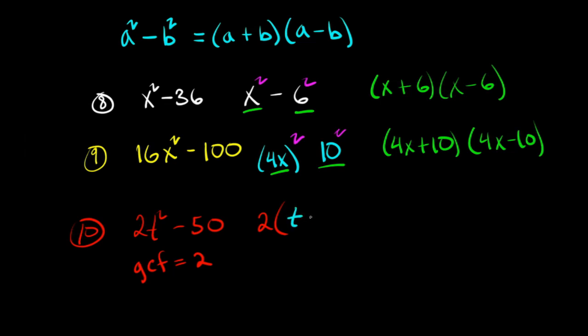And now that is a difference of squares. t squared minus 25, and 25 is 5 squared. So I can factor this as t plus 5 times t minus 5. And remember, we still have the 2, the greatest common factor that we started with. So 2 times t plus 5 times t minus 5 is my final answer there.